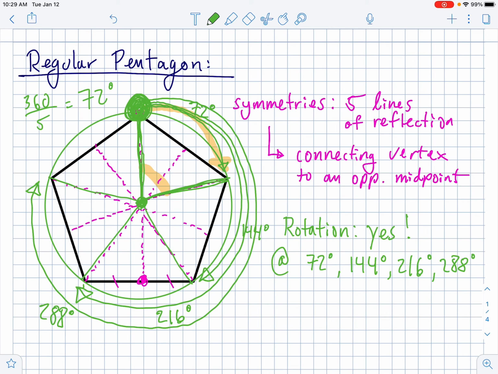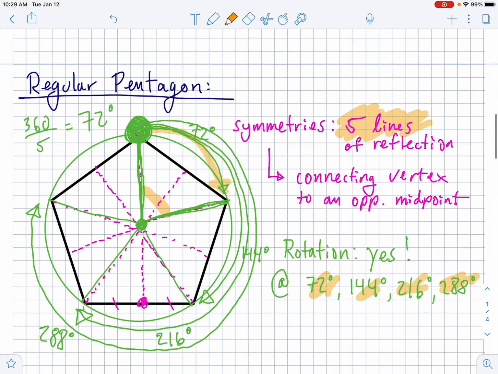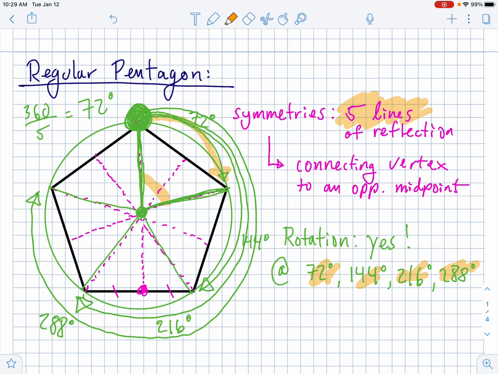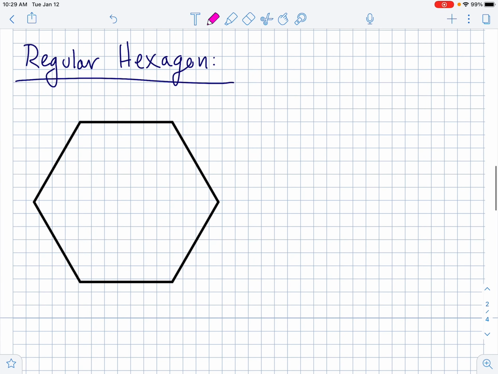So that's all the reflectional symmetries and the rotational symmetries of a regular pentagon. Notice that it's a 5-sided regular shape, and there are 5 lines of symmetry and 1, 2, 3, 4 rotations. Let me see, back on the triangle, the triangle has 3 sides. There were 3 symmetries, and we had 1, 2 rotations. So 3 sides, 2 rotations, 5 sides, 4 rotations. Perhaps there is a pattern emerging.